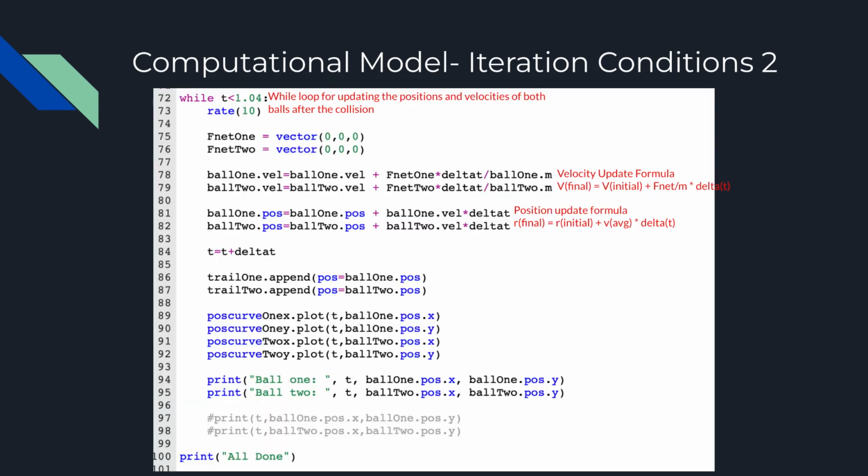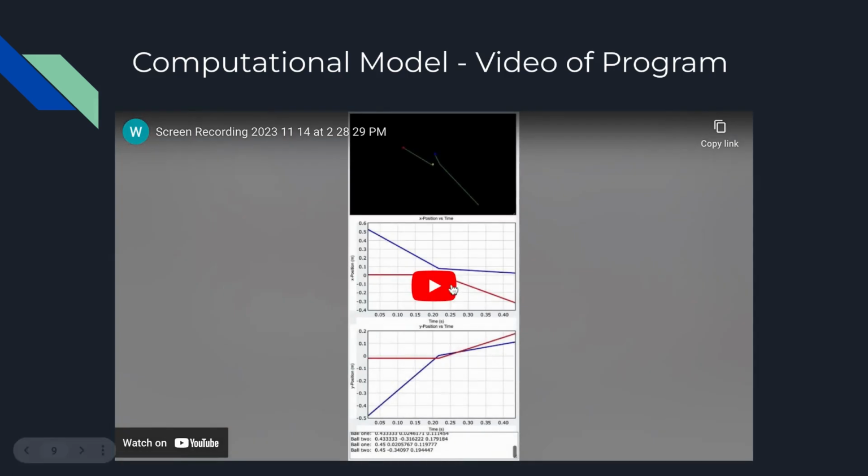Here are the iteration conditions for the second while loop, which is after the collision happened. So I inputted the velocity update formula and position update formula again. Here's the video of the program running.